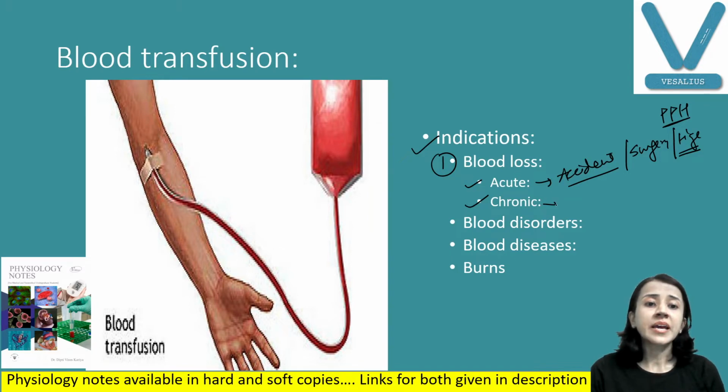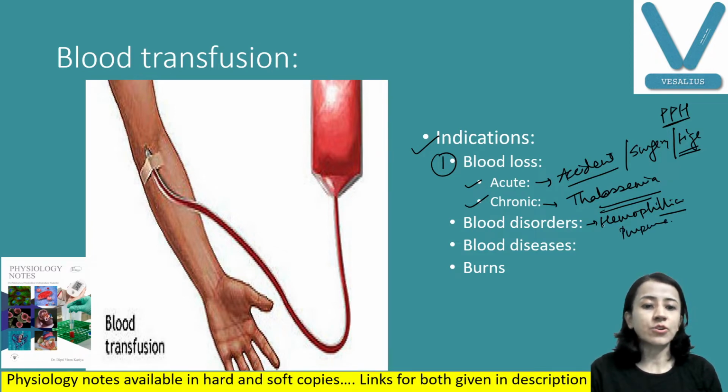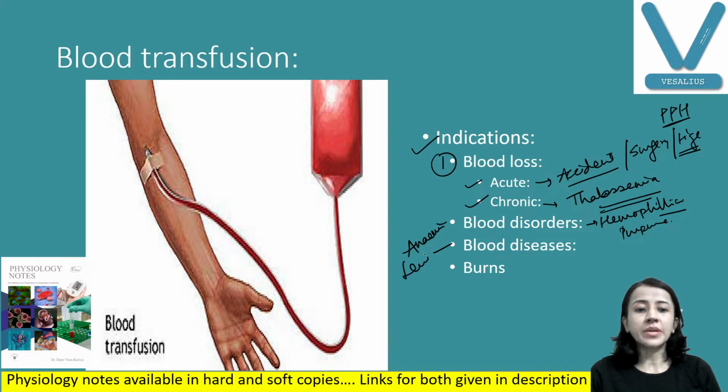Chronic blood loss like anemia, the commonest one being thalassemia. Here the patient requires blood transfusion at an interval of every 15 to 20 days or 1 month. Blood disorders like hemophilia, when there is deficiency of anti-hemophilic factor, and purpura, which is deficiency of platelets, also require blood transfusion. Blood diseases like different types of anemia, leukemia, and in case of burns also, though most of the time in burns we give fluid transfusion.